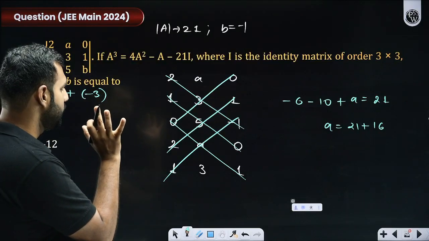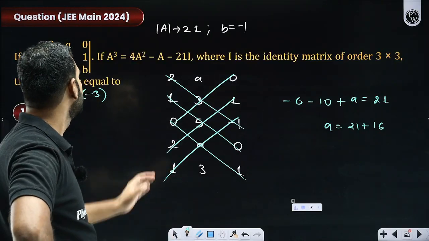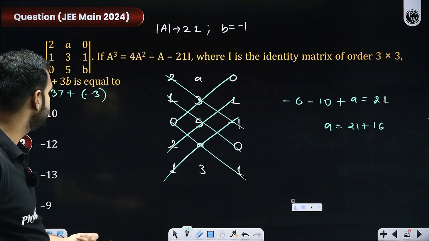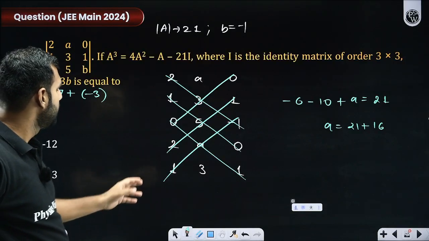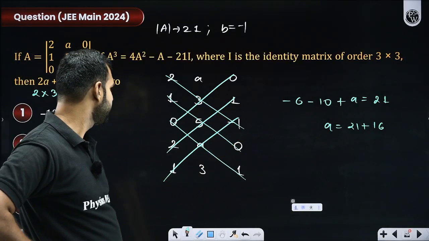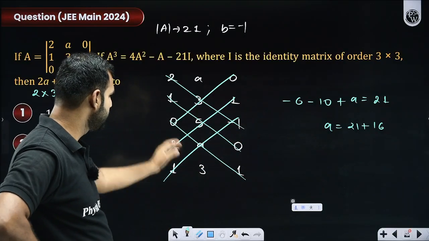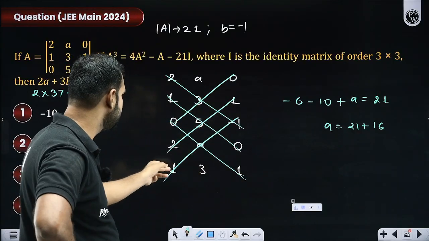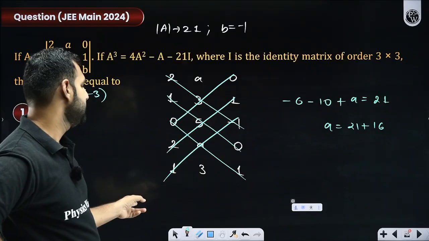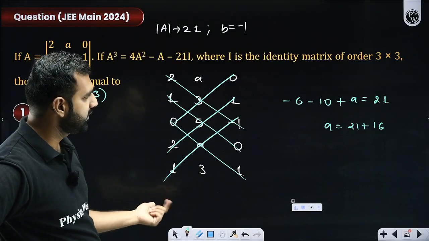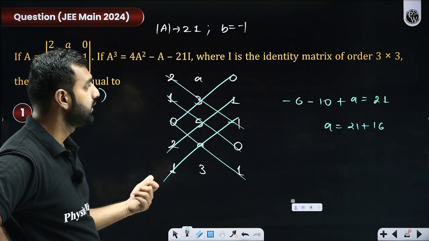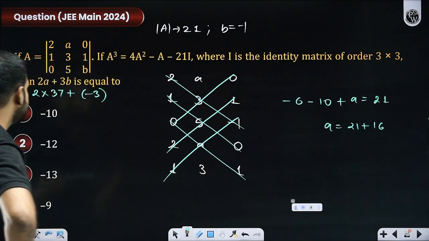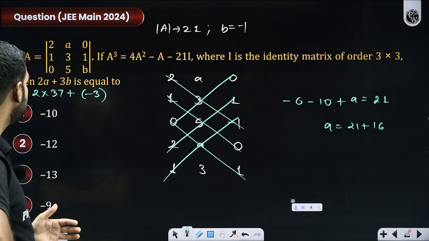Let me recheck this first, then we'll do the correction. 2, A, 0, 1, 3, 1. Why am I making so many mistakes? 0, 5, B, B is minus 1. Then again 2, A, 0, 1, 3, 1. So 2, 3, minus 1 is minus 6. 1, 5, 0 is 0. 0, A, 1 is 0. Then you have 0. Then you have 10, which is minus 10. Then you have plus A. So this is good: minus 16 plus A. 21 plus 16 is what? 37. Right? So if it is 37, A is 37.